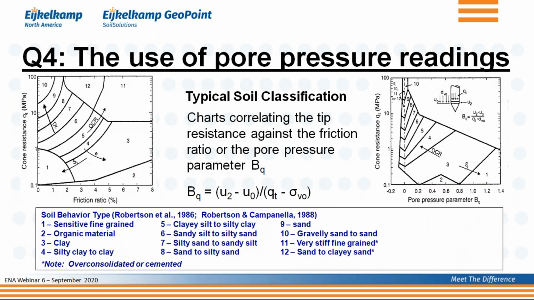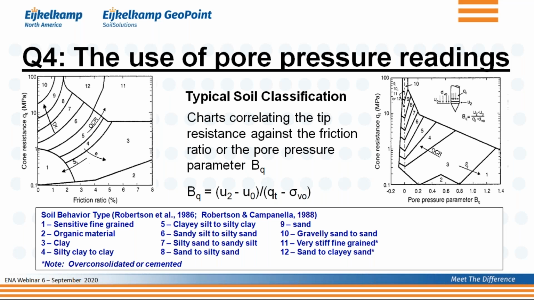Now, finally, what do we do with these pore pressure readings? One of the ways that we can use them is to come up with a soil classification. And you see here the Robertson and Campanella classification, the soil behavior types. On the left-hand side, the relation as a function of the tip resistance on the vertical axis and the friction ratio on the horizontal axis.